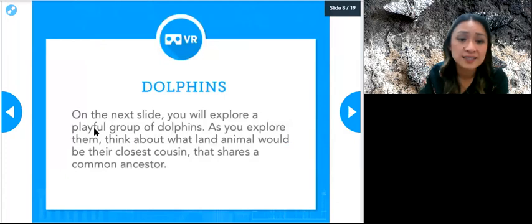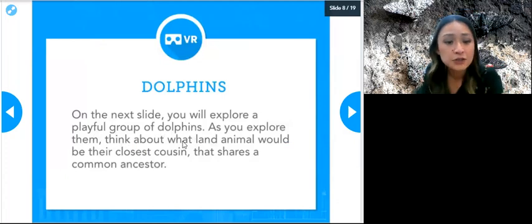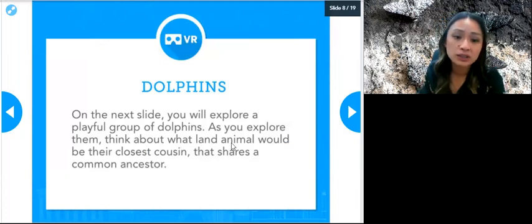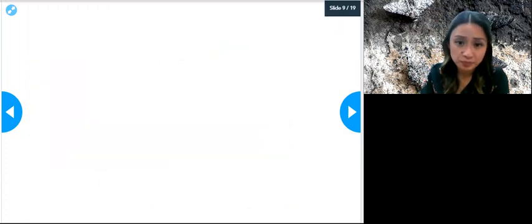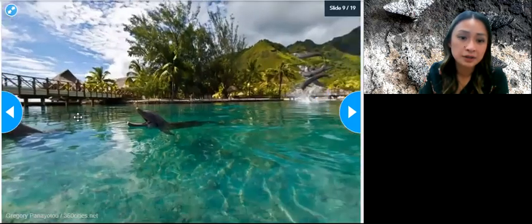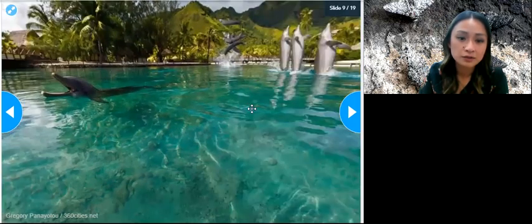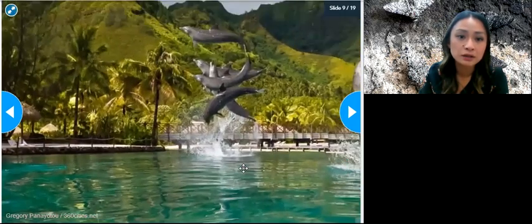Dolphins. On the next slide, you will explore a playful group of dolphins. As you explore them, think about what land animal would be their closest cousin that shares a common ancestor. And so here, we can move around, lots of dolphins, right? You can zoom out, zoom in.